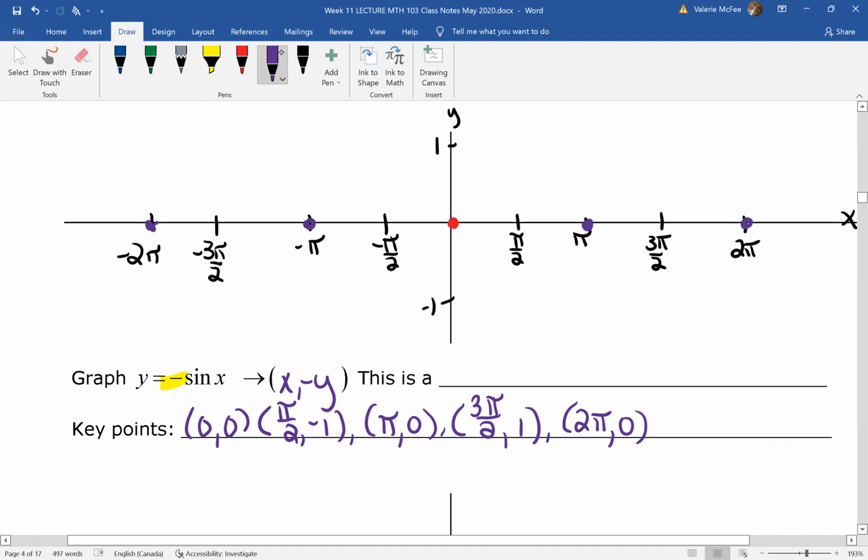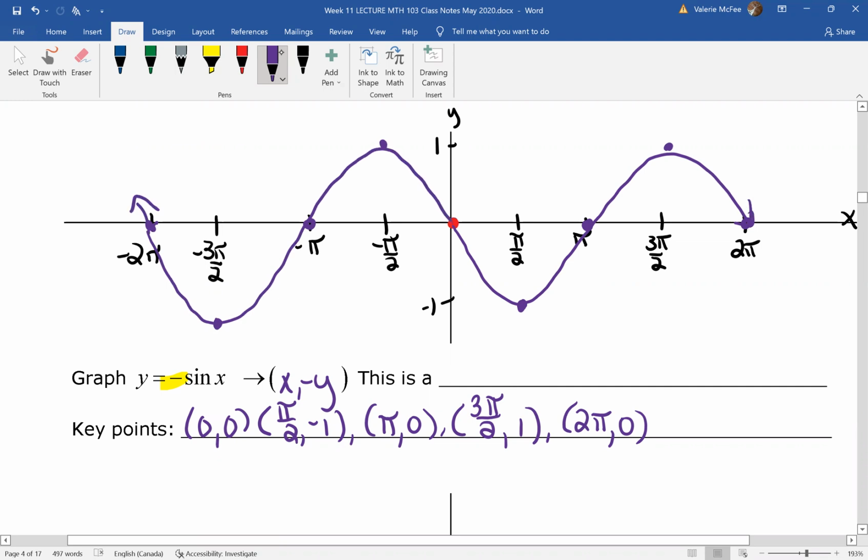But then instead of going up to positive 1 at pi by 2, we're going down to negative 1. Up here, down here. Arrows at the end of your graph because of course this continues. This is also a reflection, but when we have an opposite y, it's a reflection across the x-axis.